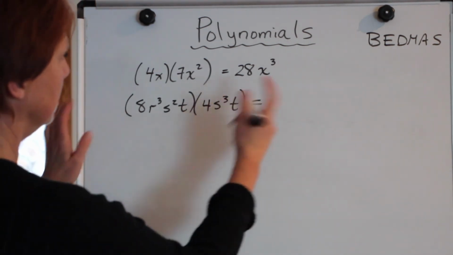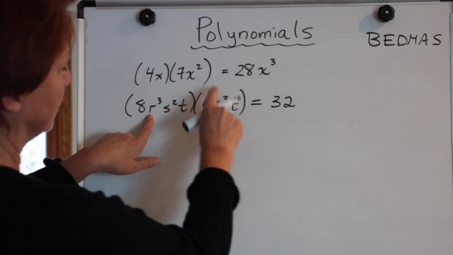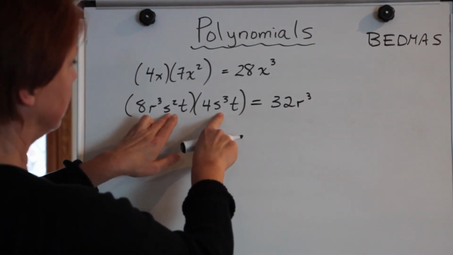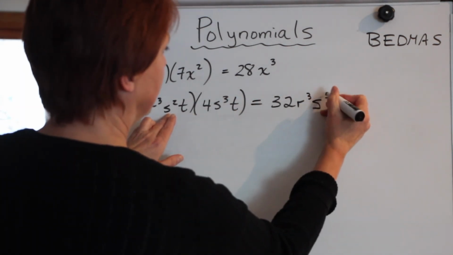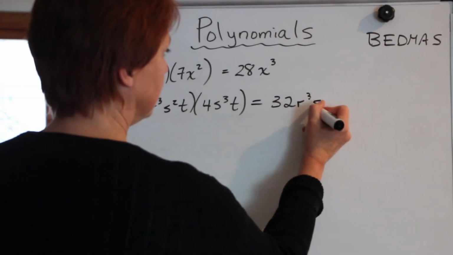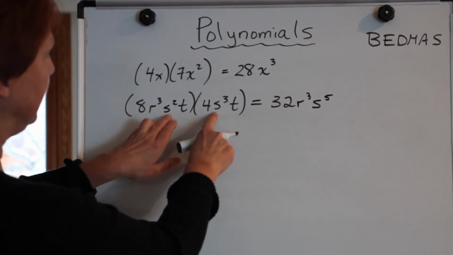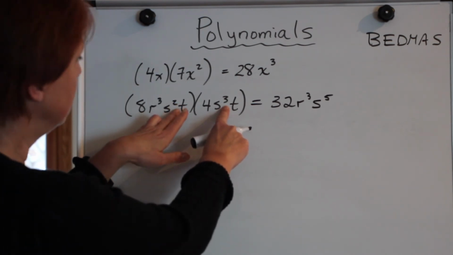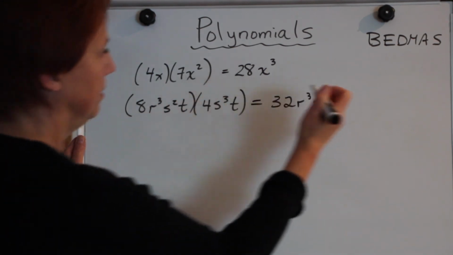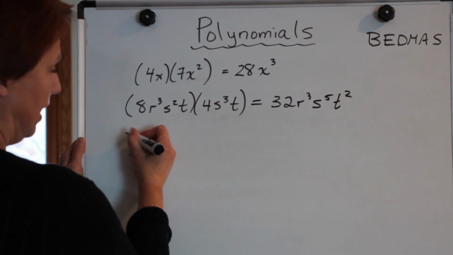So 8 times 4, 32. R cubed, there's no r here, so the r is just going to stay cubed. S squared times s cubed is s to the power of 5. Now see, that looks like a 5, doesn't it? So let's make that look more like an s. There we go. Okay, so remember when we're multiplying bases, we add the exponents, right? And then our t's, we have a t times a t, 1 plus 1 makes t squared. And that's that one done. And then dividing monomials.